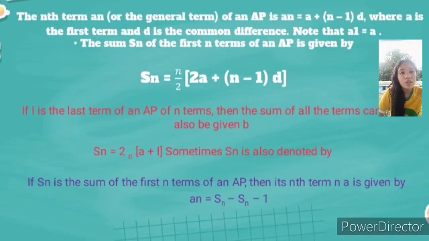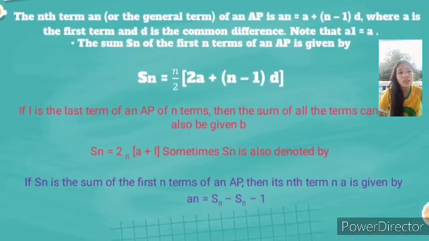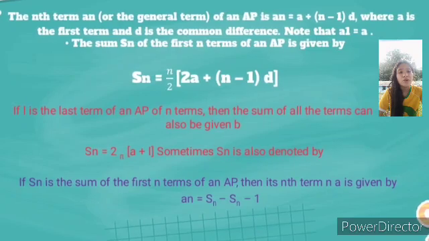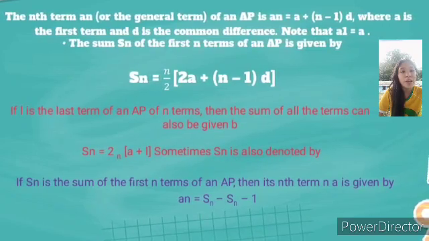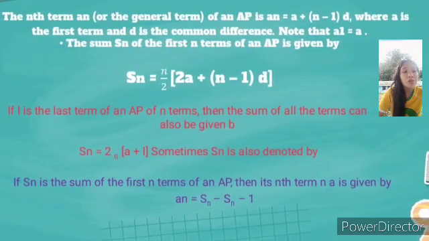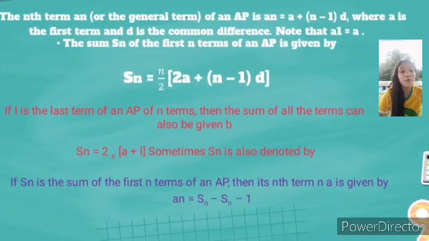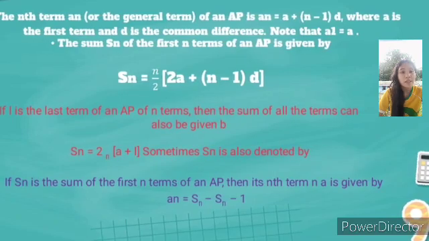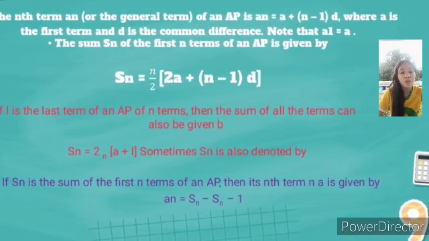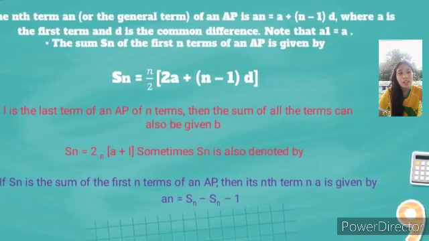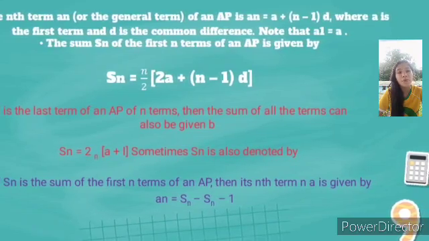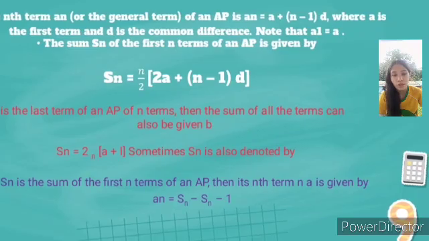If l is the last term of an AP with n terms, then the sum of all terms can also be given by S subscript n equals n over 2 times the quantity a plus l. If S subscript n is the sum of the first n terms of an AP, then the nth term is given by a subscript n equals S subscript n minus S subscript n minus 1.